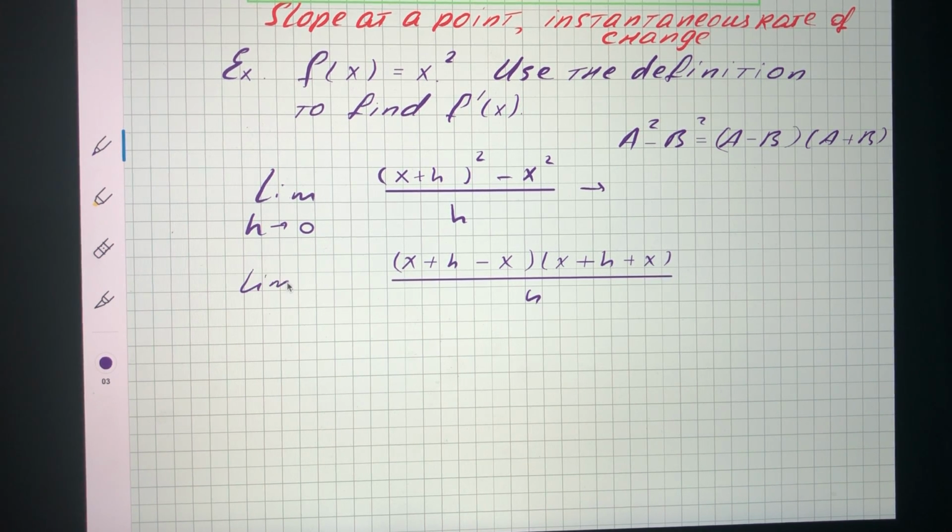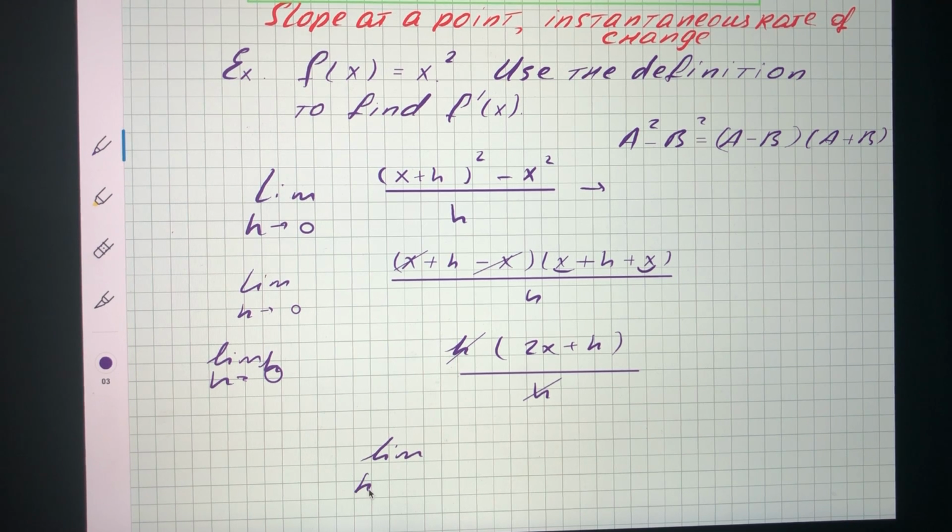So the limit is still here as h goes to 0. Now here the x and the minus x cancel off, leaving us with h times x plus x, that's 2x, plus h, divided by h, limit as h goes to 0. Now h is cancelled off, leaving us with limit as h goes to 0 of 2x plus h. Now as h turns to 0, this piece goes away and leaves us with just 2x. And that's the final answer to the derivative of x squared.